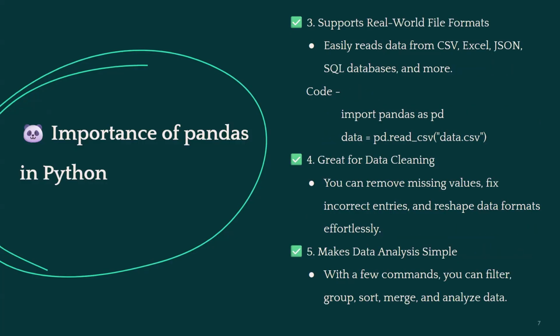Supports real-world formats, like data can be in different formats. It can be in a CSV file, Excel, JSON, or a SQL database. So there are a lot of different ways you can have data, and what pandas helps you do is read all types of data easily.